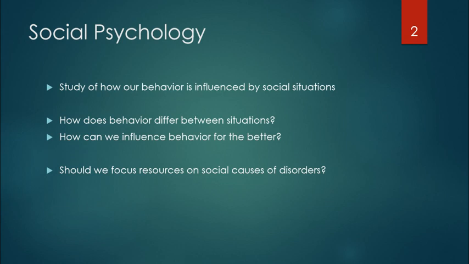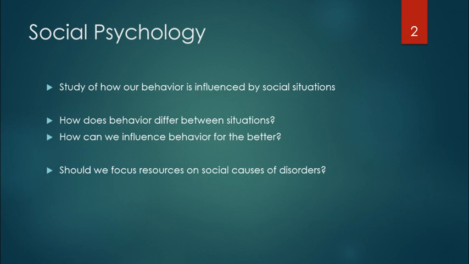Some questions that social psychologists ask: how does behavior differ between situations? So if you have social situations that might be stressful, or large social gatherings, or maybe small intimate gatherings, how does our behavior differ between those different types of situations? How can we influence behavior for the better? That is sort of the question at the heart of almost every subfield of psychology. And lastly, should we focus resources on social causes of disorders?